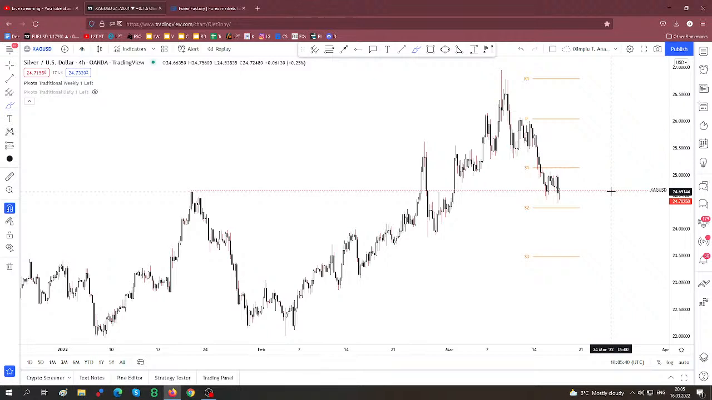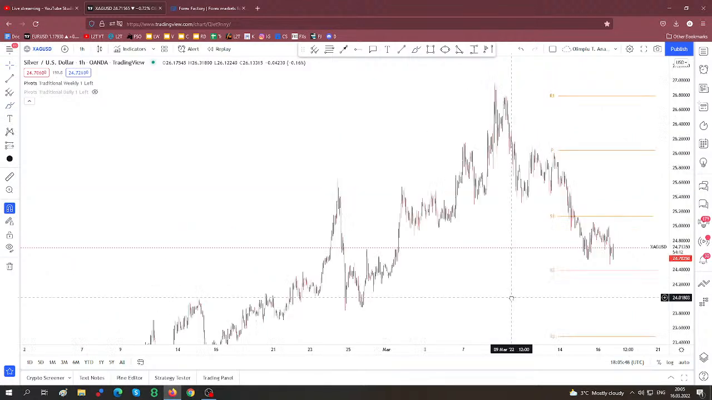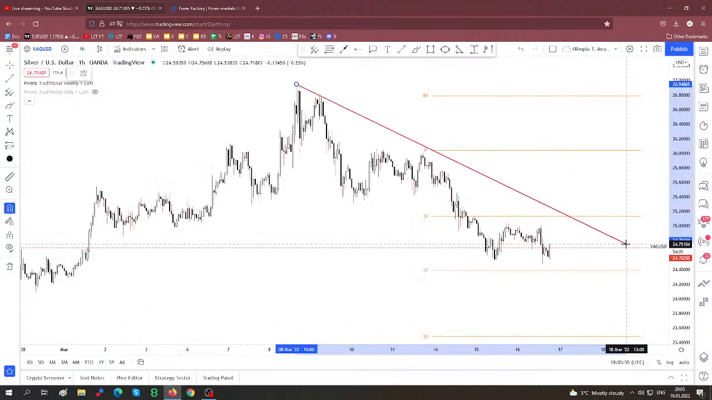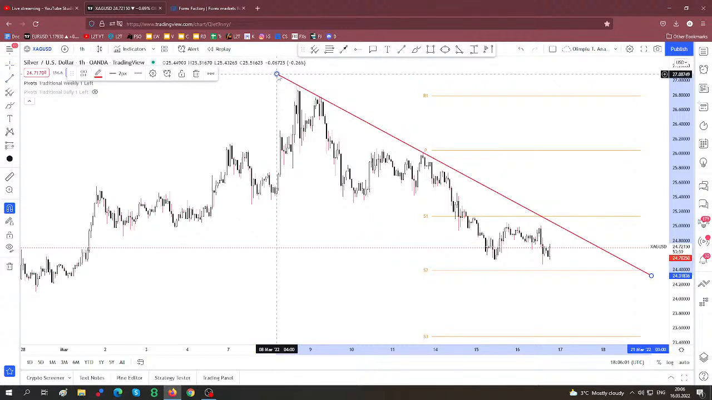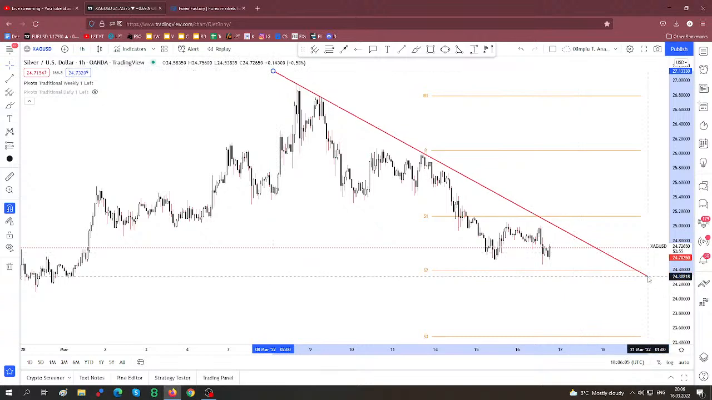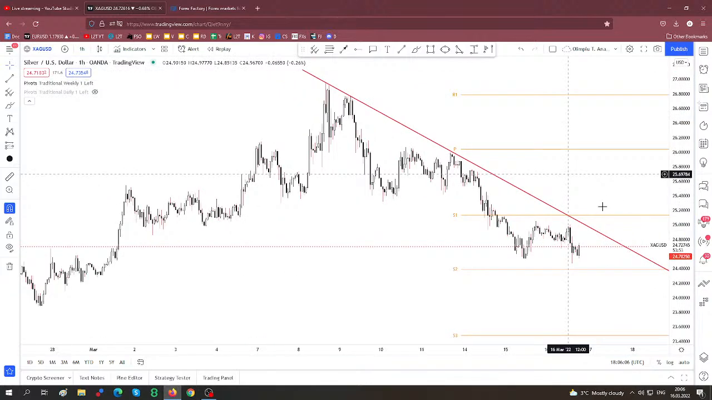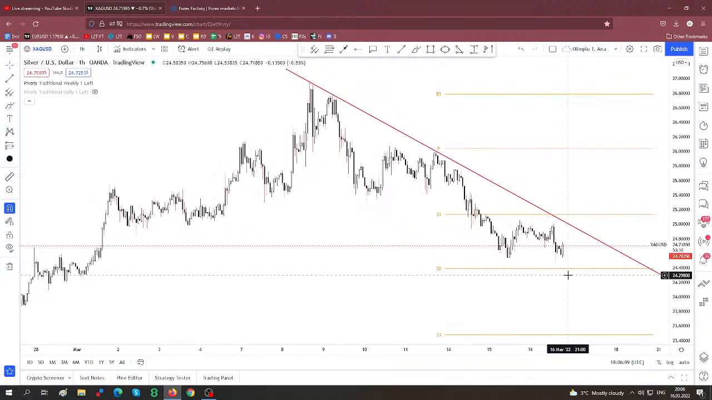Personally, I'll keep an eye on this market, because maybe I want to catch a new upside movement here. Let's use this trend line. Here in silver we could have, guys, something like a potential double bottom, a reversal pattern here, but we still need confirmation.